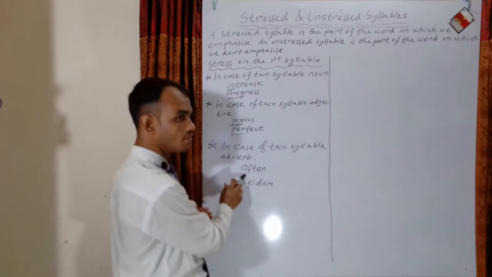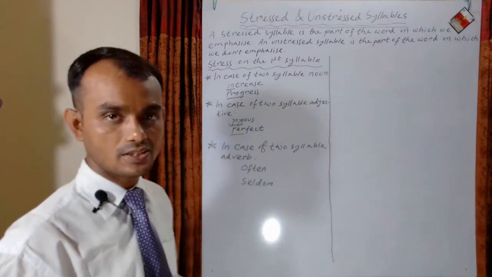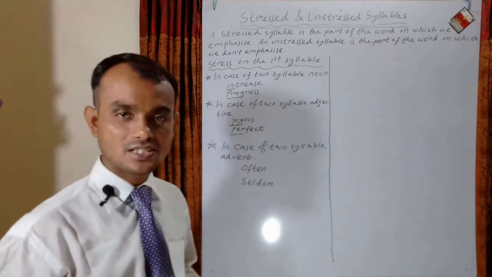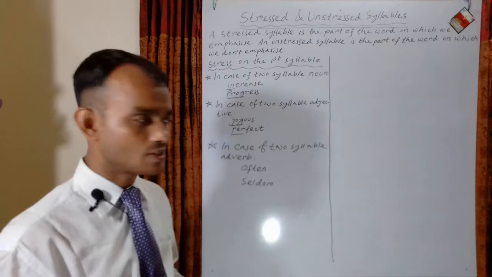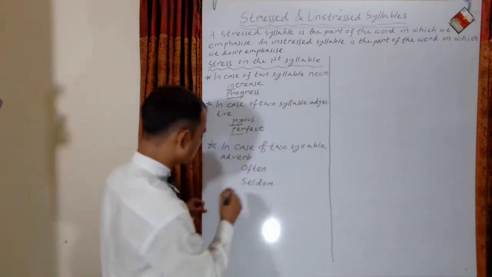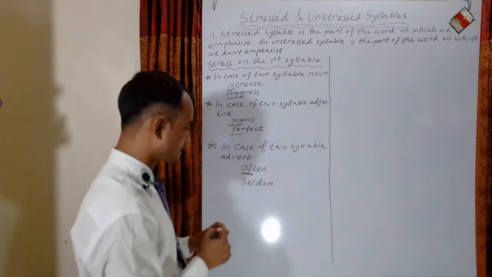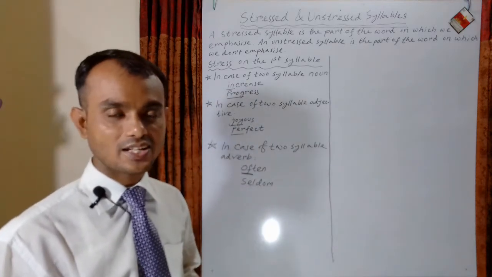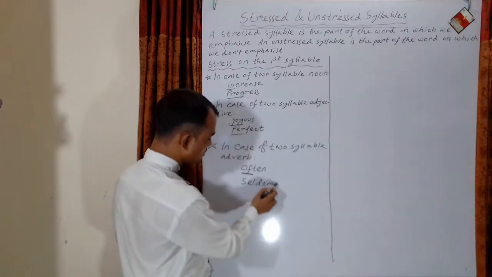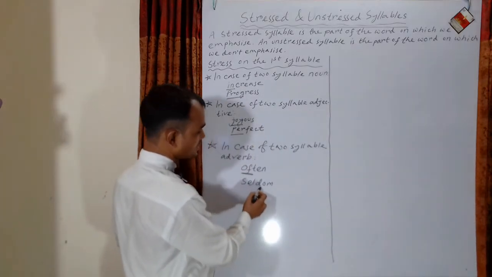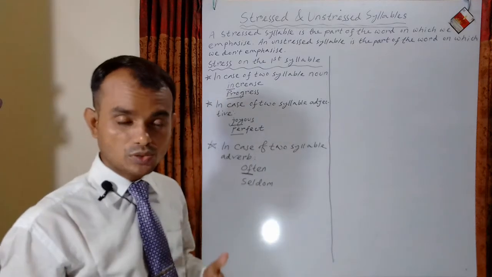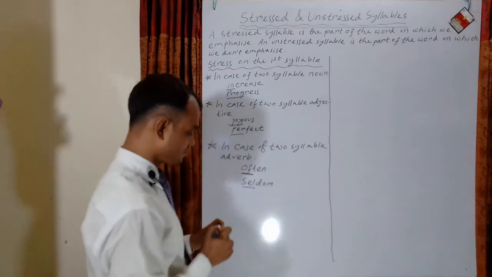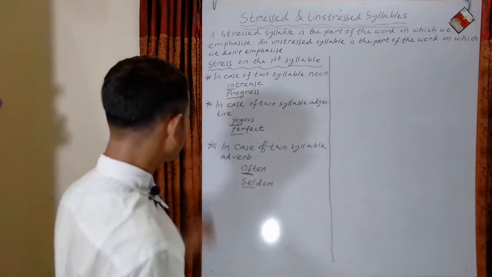Often. There are two syllables in this word. Since there are two syllables in this word and this is an adverb, we should stress on the first syllable, of. From the word seldom, since this is an adverb and we find two syllables in this word, one is sell, another is dom. Seldom. We should stress on the first syllable, sell.